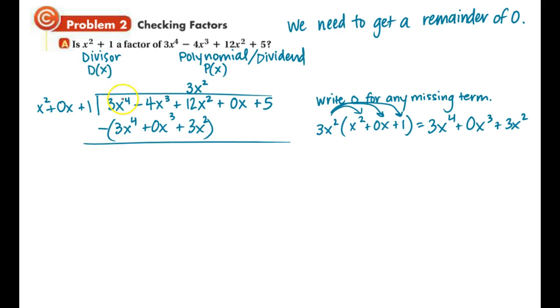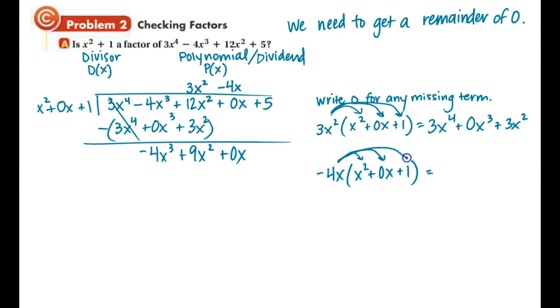And now we need to subtract each of those terms, so we have the 3x to the fourths canceled. We still get a negative 4x to the third, and we get a 9x squared here. And you want to drop down the next term, which is just 0x. Now we need to figure out what do we have to multiply x squared by to get negative 4x to the third. We need to multiply x squared by negative 4x. That will give us negative 4x to the third. So now we're going to distribute negative 4x to each of the terms of the divisor. So we get negative 4x to the third plus 0x squared minus 4x. So that's what goes below.